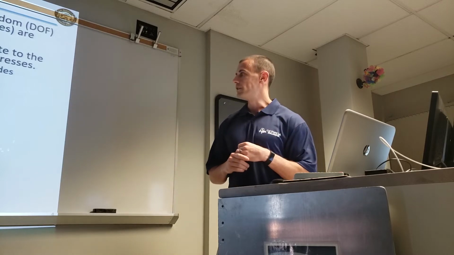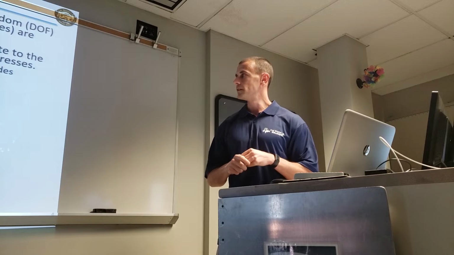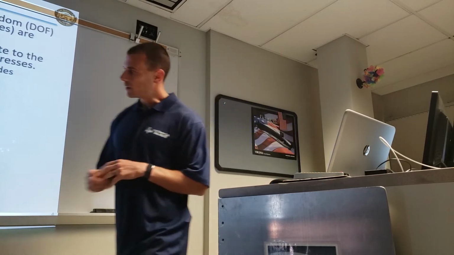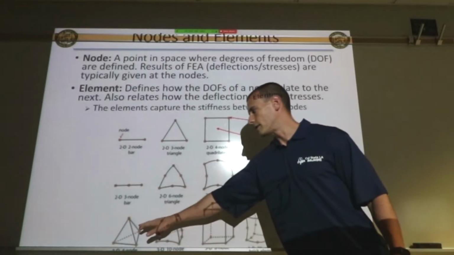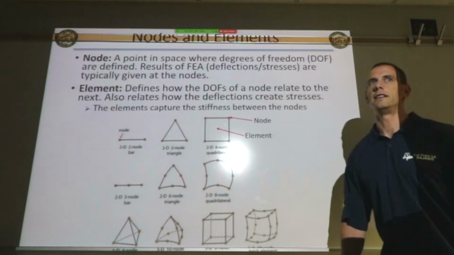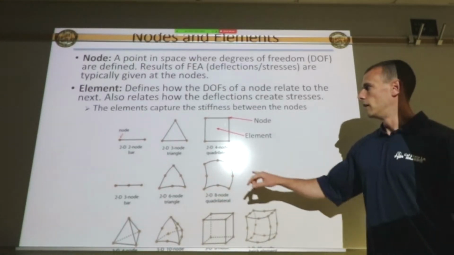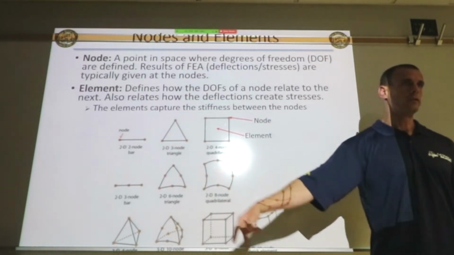So here's a couple examples of element types. I'm going to go way deeper into this, so I don't need to talk too much about these. The most common one is the tetrahedral. When you do your solid meshes in SolidWorks Simulation, you're probably going to see a bunch of tetrahedral meshes. But it can be as simple as a line between two nodes. That's an element.